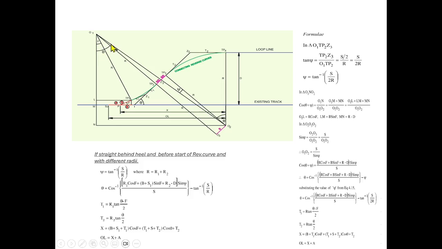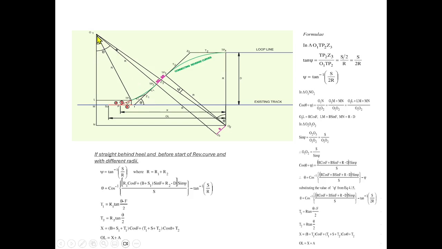Once we resolve this triangle, the cos of this angle equals the adjacent side O1 N1 divided by this O1 O2, which is cos of theta plus psi. From there we have to find out theta. Once we know theta, whatever angle we calculate now, this minus this will give you the deflection angle. This is the procedure, like the previous case, that we have to do.